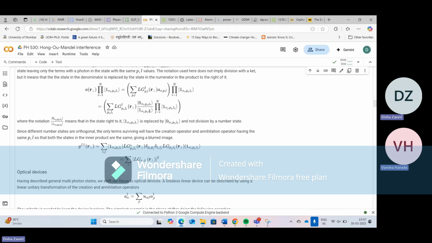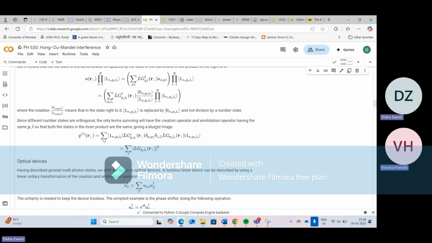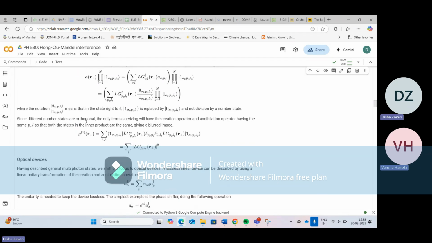So essentially, what will happen is that only the LG modes having the quantum numbers matching a specific state will act on that specific state, and you're going to get a summation of this form, where the state which has the matching P and L is going to become a vacuum state essentially, and the rest are going to remain ones. Thus, since these different number states are orthogonal, when you compute G1, the only term surviving will have the creation operator and annihilation operator having the same PL.